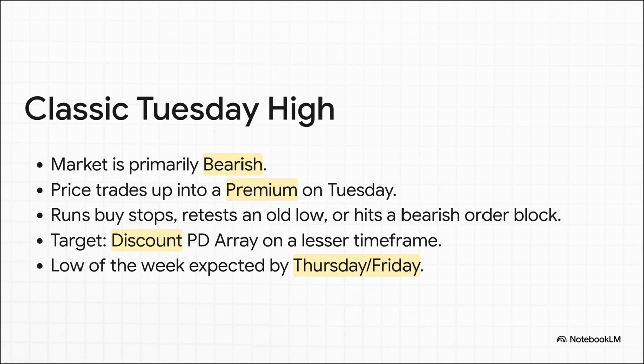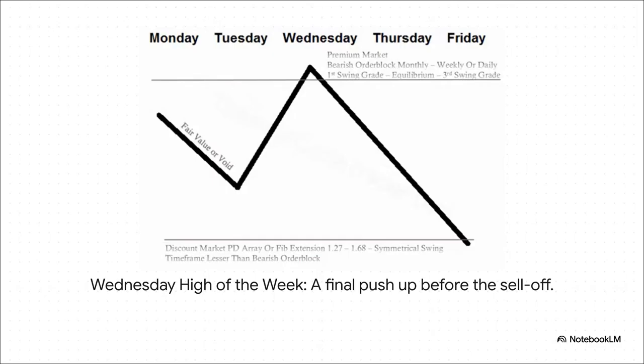As soon as that high is in place, the target becomes a discount level, and you'll often see the low of the week hit late on Thursday or sometime on Friday. And, you guessed it, just like the bullish side, there's a Wednesday variation here too. The market might just chop around for a couple of days and then, boom, you get a final push up on Wednesday to lock in the high of the week.